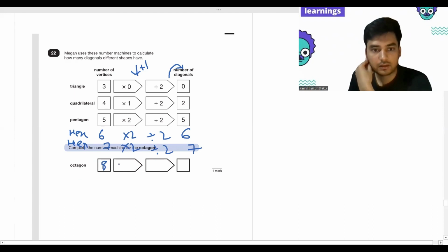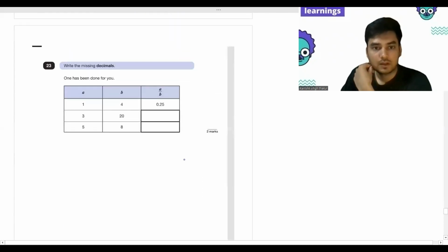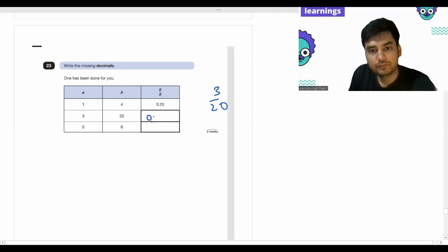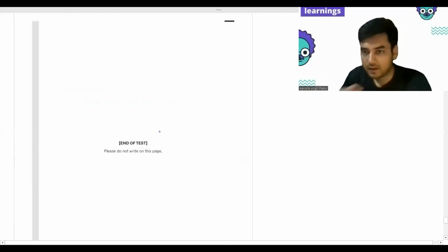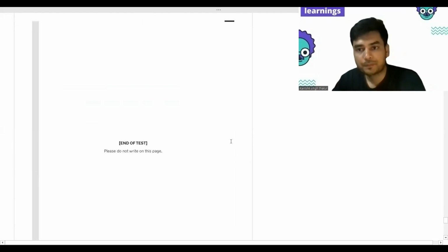Okay, then octagon, you'll get this. One has been missing, A by B. So 3 over 20 will come. 3 over 20 will come as 0.15. Then 5 over 8 will come as 0.625. So this is what it is.